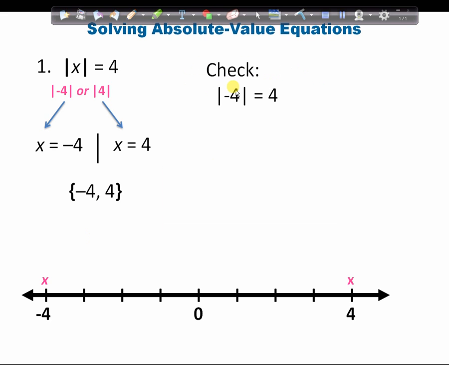If we check this again, the absolute value of -4, absolute value turns everything positive, so it's a +4. 4 equals 4. If I put in the absolute value of 4, it remains a +4, so 4 equals 4 also checks out. Make sure you have the work, the squigglies or braces for your set notation, and also your check.